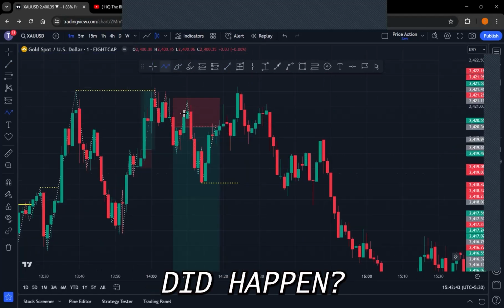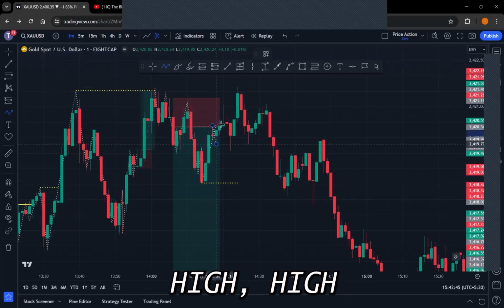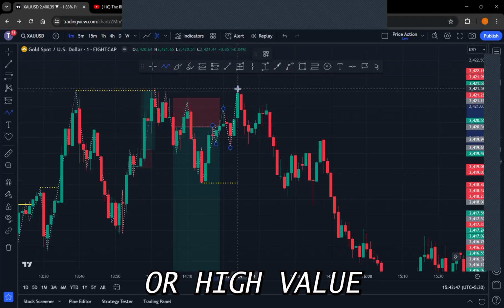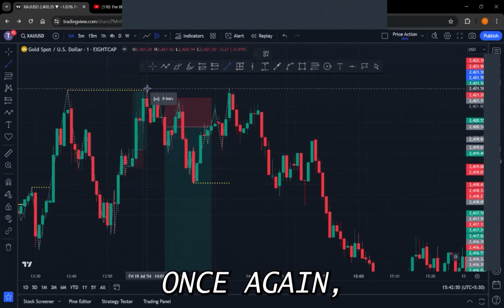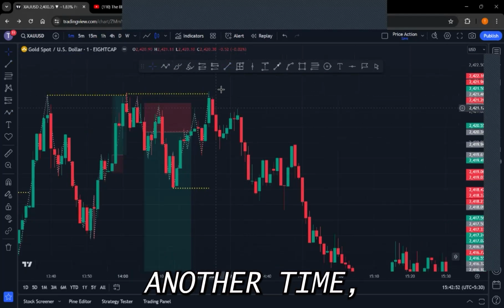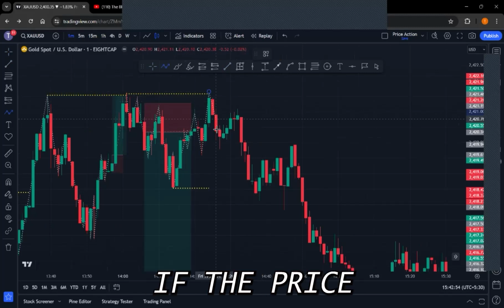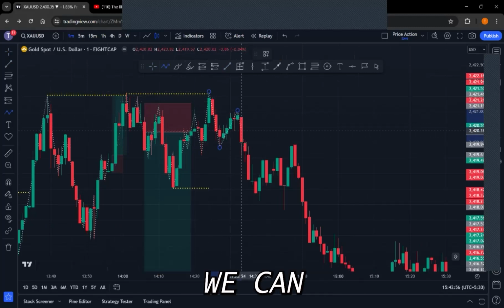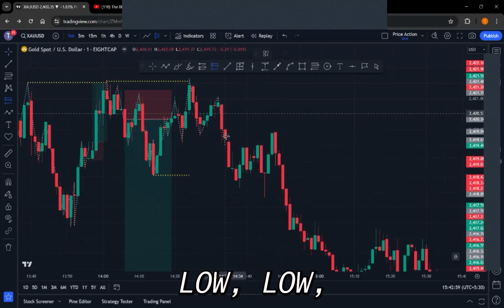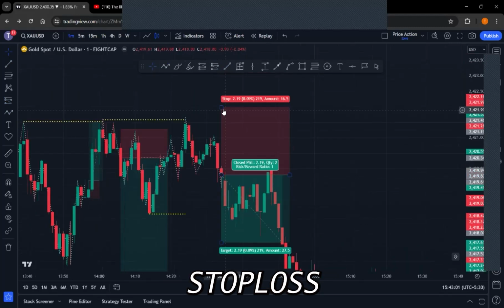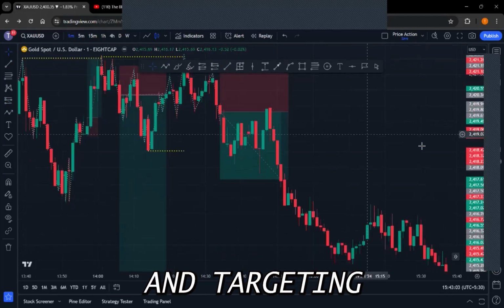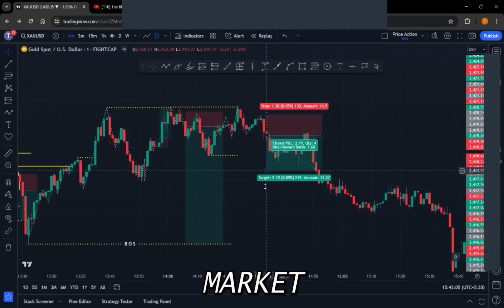So from here, what had happened? Price started creating a series of higher high, higher low, higher high, higher low, higher high, and price swept once again. If you look over here, price swept once again. Another time, if the price gives a series of lower highs and lower lows, we can directly sell. So from this lower high, lower low, we can sell from here, putting the stop loss somewhere on the high of the previous candle, and targeting the external liquidity somewhere over here.